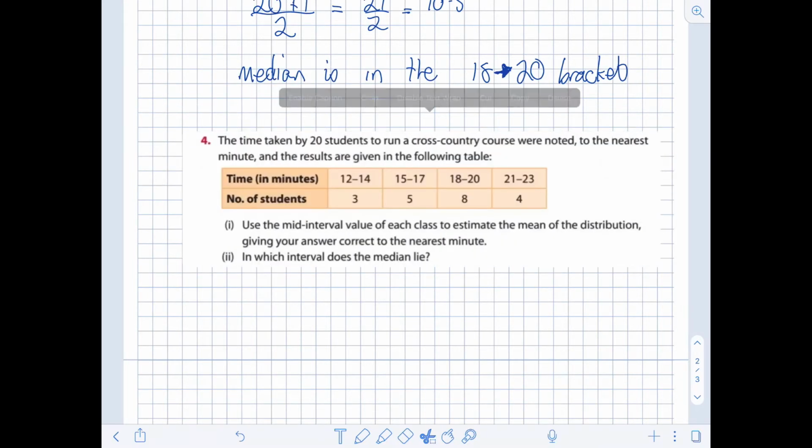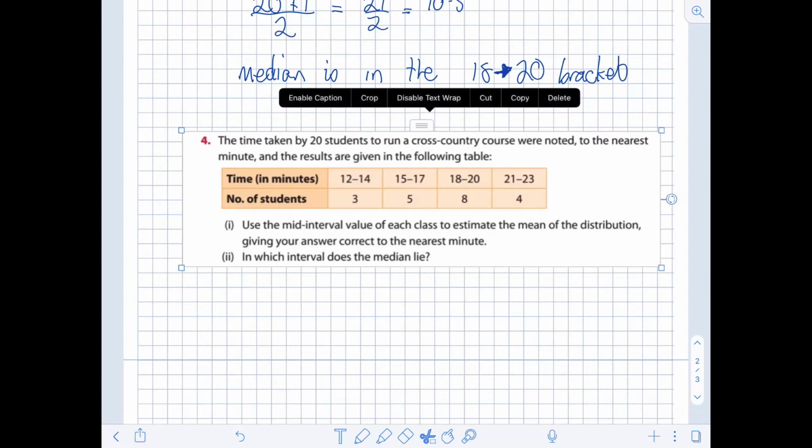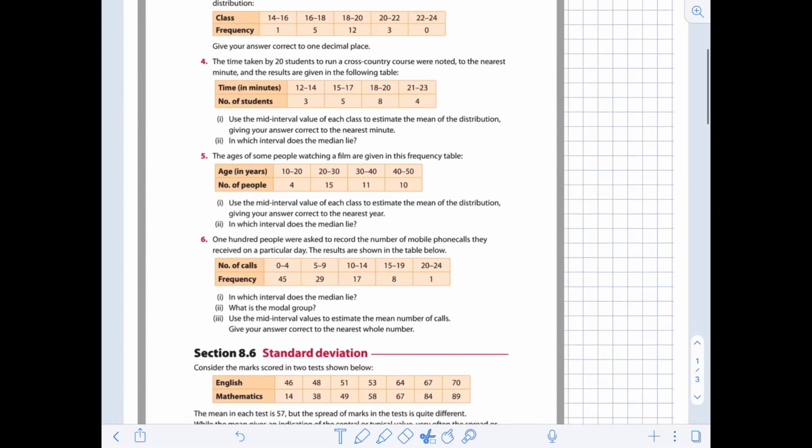Oh, there we go. Okay, the time taken by 20 students to run a... oh, that's what we just did. Is it? It is, yeah, good. So we're looking for question 5. Sorry about that. Oh, this is not my day.